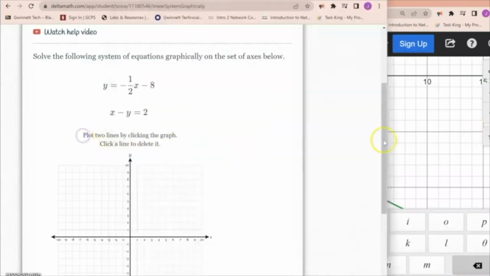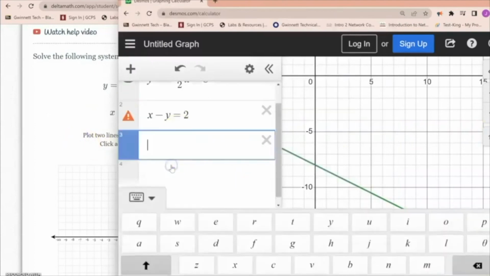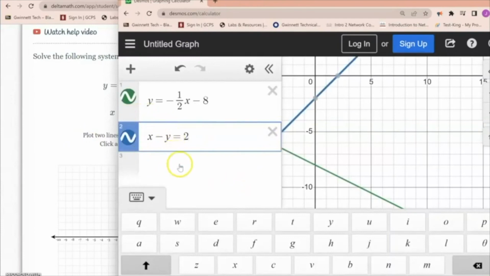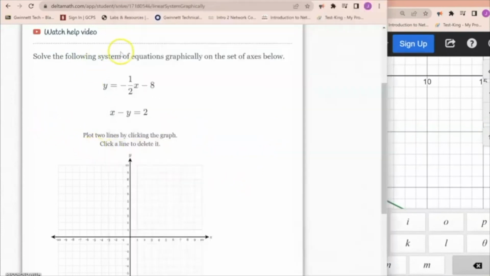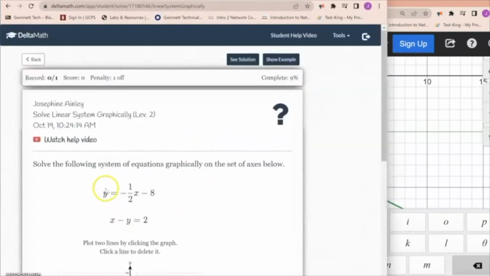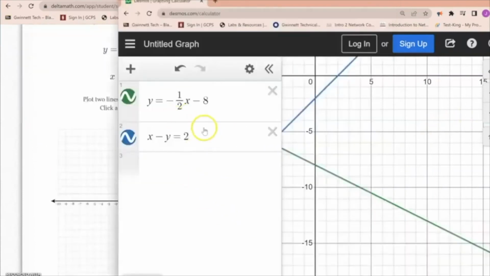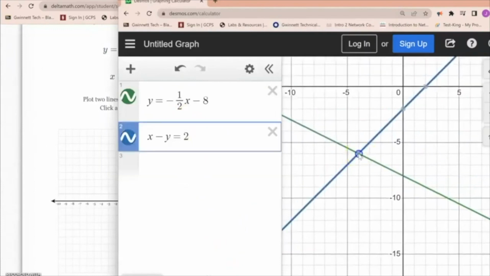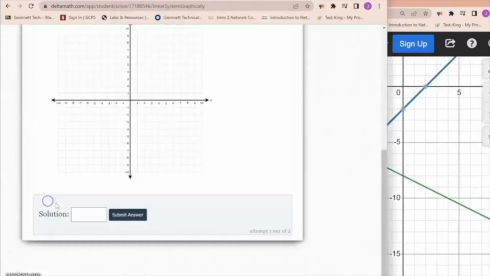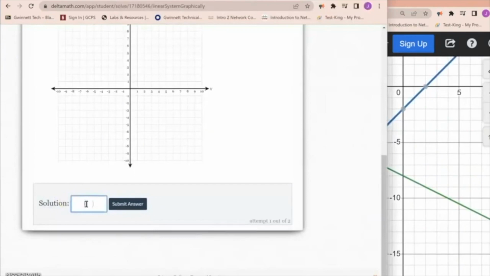All right, why does that have that? I don't know why. I'm just going to paste it again. All right, so that's my equation. Solve the system of equations graphically, or actually I put in the wrong one here. Oh no, this is fine. Yeah, this is right. Okay, cool. All right, boom. So here's my solution. My solution is negative 4, 6. So my solution in parentheses is negative 4, 6.